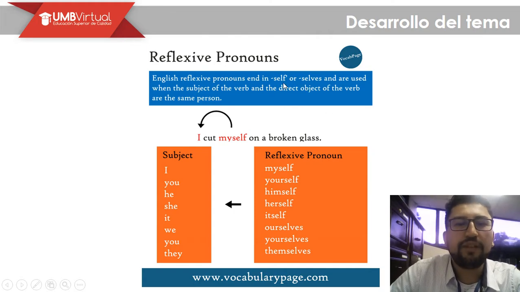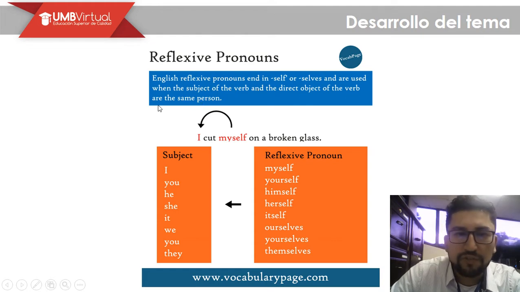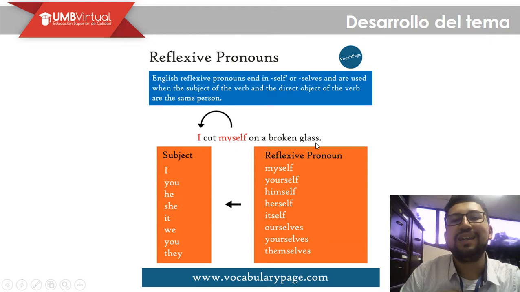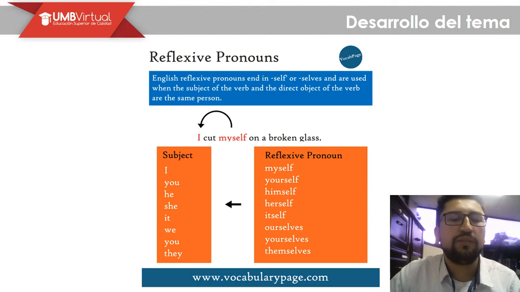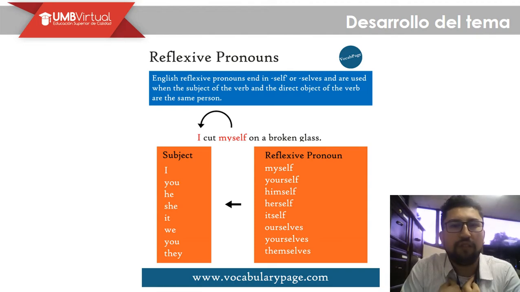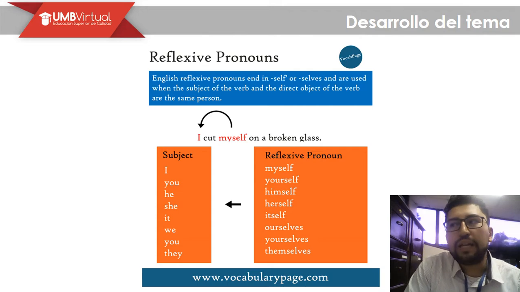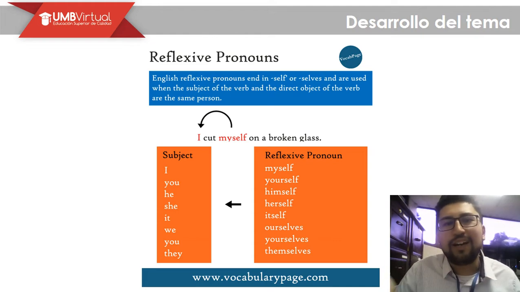So basically, reflexive pronouns are used when the subject of the verb and the direct object of the verb are the same person. Example we have here: I cut myself on a broken glass. I am the object of the sentence as well as the doer of the sentence. I cut myself. I cut to me, right? That's the literal translation that we can have. It could be I cut Daniel, I cut Luisa, I cut the panela, right? But in this case, I am the one suffering the action because it's reflexive. It's something that I do to myself.